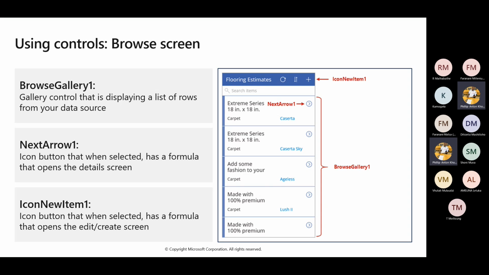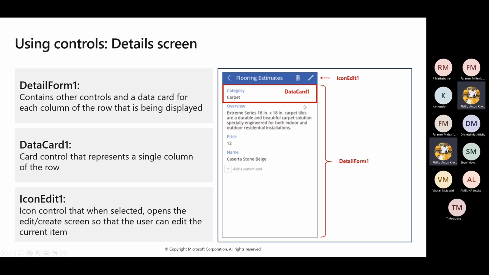We have looked at the icon for creating new items. So now let's look at what happens when you click the next arrow. If you click this arrow, you will be taken to a detail screen of that specific item that you selected. Actually this is a detail form, but it's in a view mode, hence you can't really tell if it's a form or not, right? As you can see, it's a detail form, one which contains other controls and a data card for each column of the row that is being displayed.